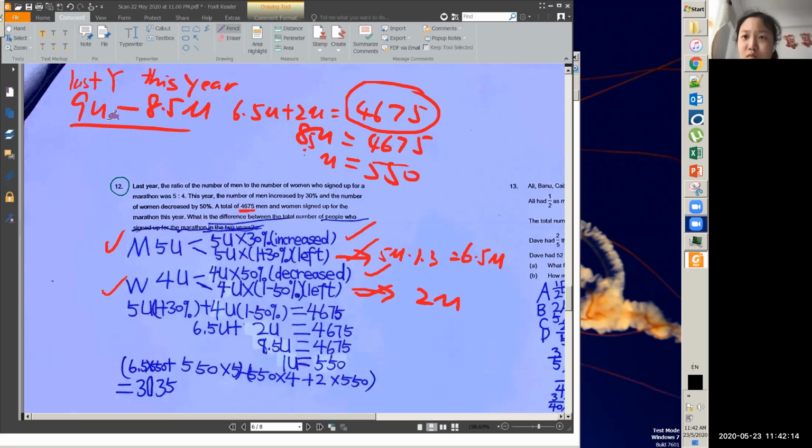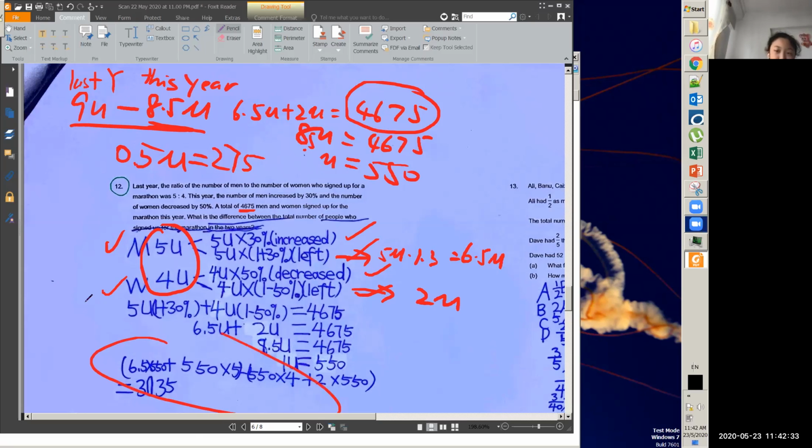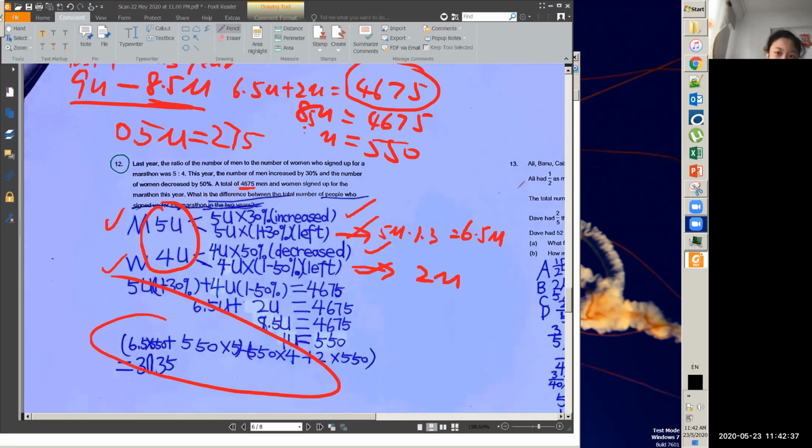Am I right? Yes. Last year is 9u, right? Okay, so this year is 8.5u. So the difference is 0.5u. So it's just half of 550. That's 275. Okay, and I don't know why you need to go through this much trouble. You don't have to go through this much trouble.